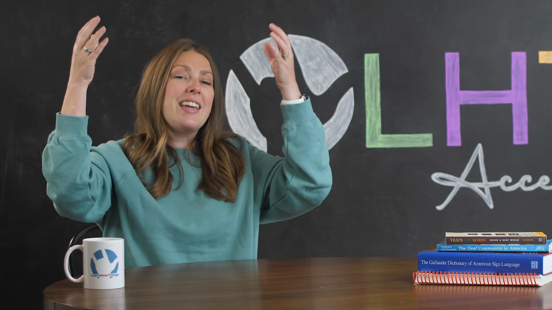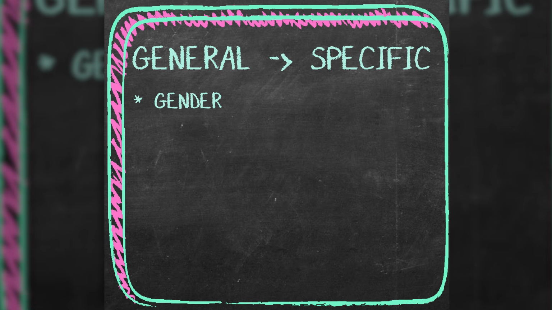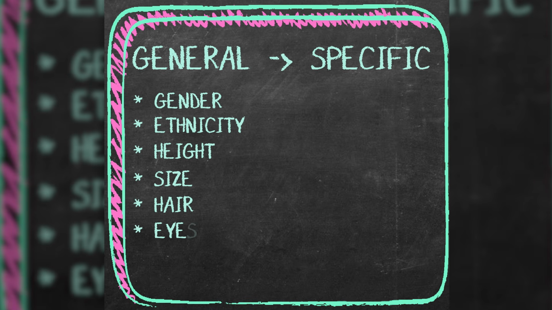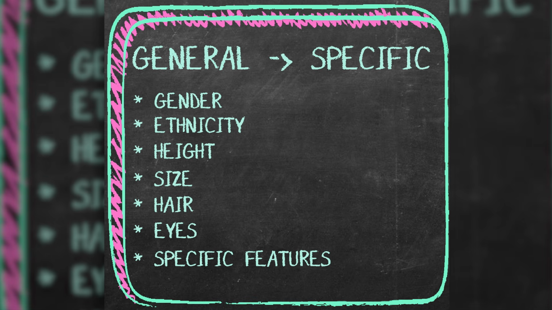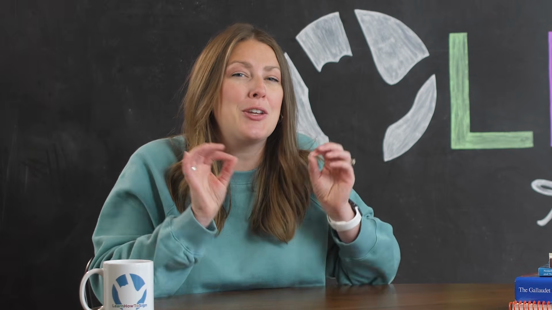Okay, do you see how I went from that general to specific in describing about myself? Now, take some time to describe yourself. When you're signing this, remember general to specific. Gender, ethnicity, height, size, hair, eyes, any features? Pause it if you need more time. Okay, how do you feel like you did describing yourself?